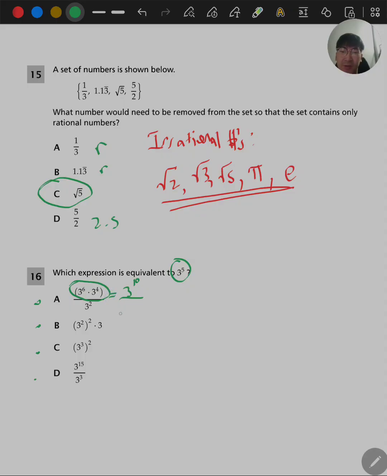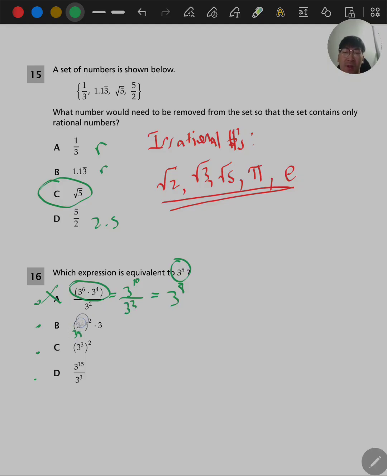So this is equal to 3 to the 10 over 3 squared, and now you're dividing two numbers with the same base, so you use the quotient rule. So that means you keep the same base and you subtract the exponents. 10 minus 2 is 3 to the 8. 3 to the 8 is clearly not 3 to the 5, so it can't be A. B, you have to use power rule. So here, 3 to the power of 2 raised to the power of 2, that means you just multiply the powers. So 2 times 2 is 4, so this is the same thing as saying 3 to the 4.